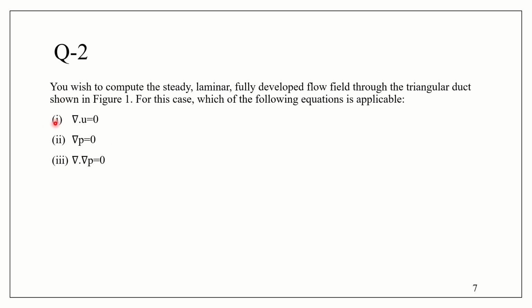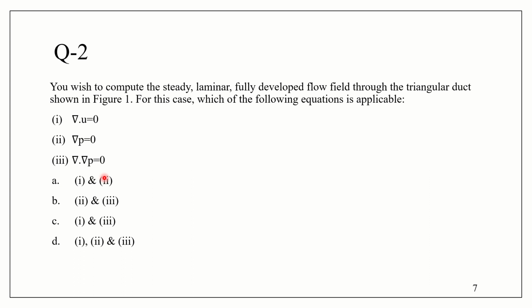On looking at it, we can say that the second one is a false statement, because the pressure gradient is a constant. Pressure gradient is not 0. So we'll look at the options that are given. Option A is 1 and 2. Option B is 2 and 3. Option C is 1 and 3. Option D is 1, 2 and 3. So the first statement is right, the third equation is right, but the second one is false.